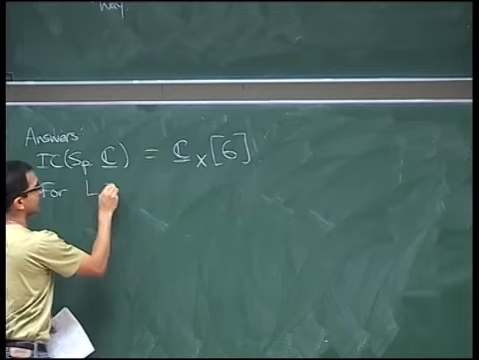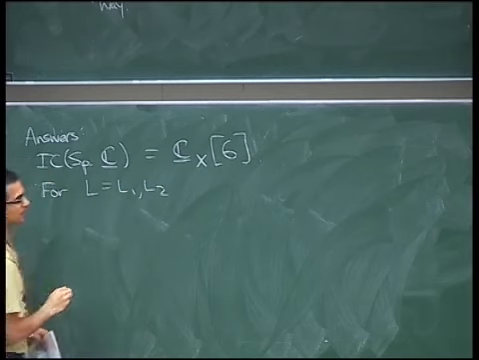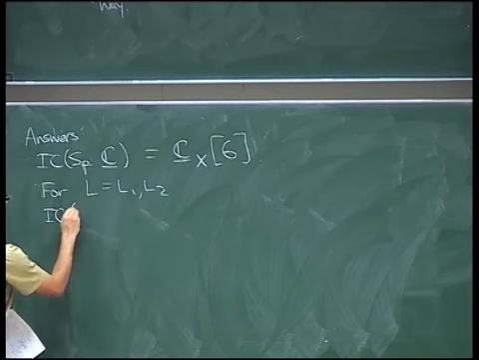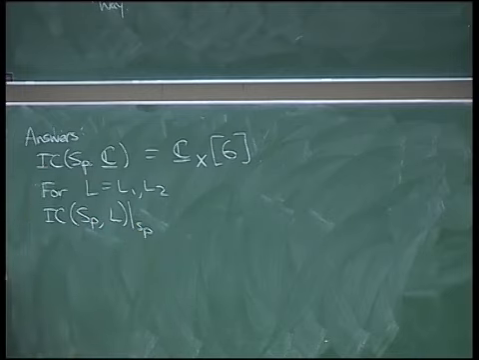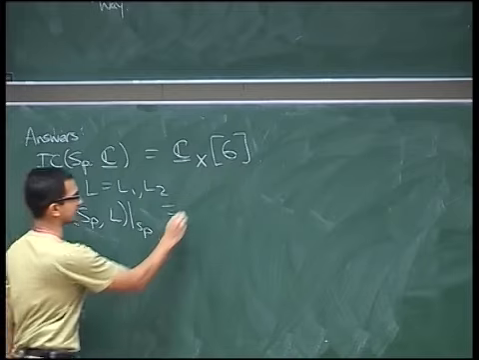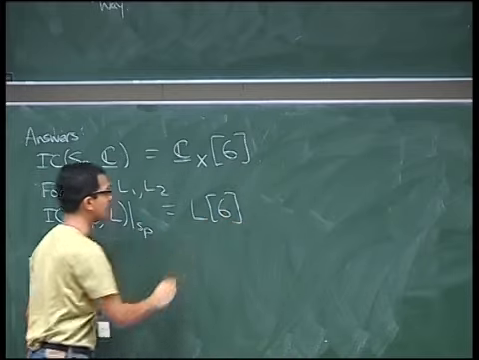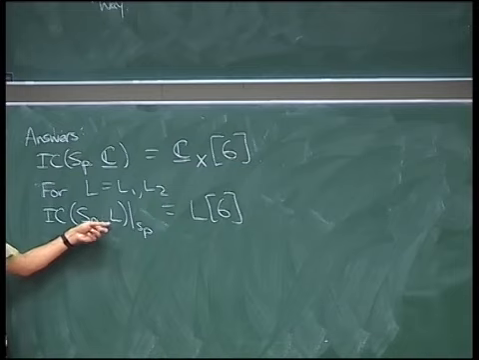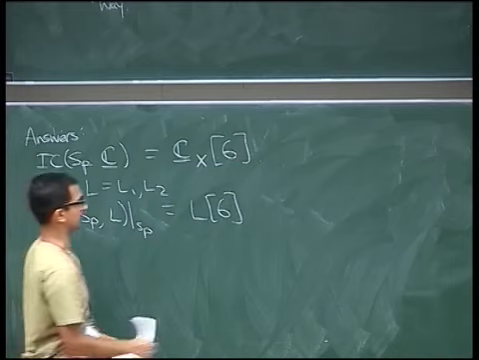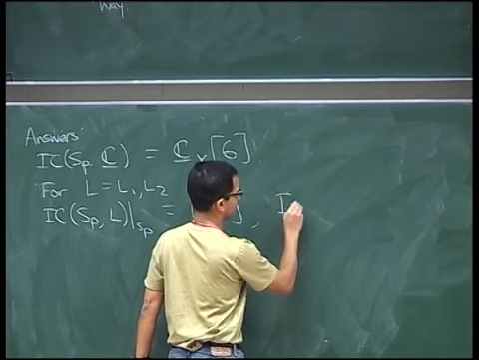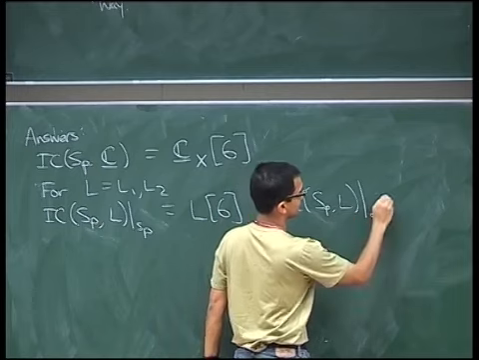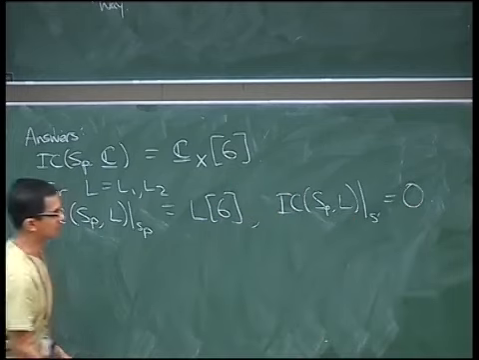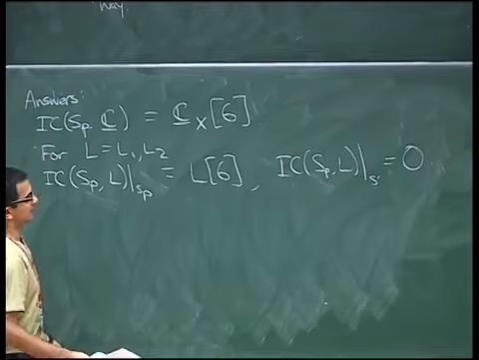And then for the other 2 local systems on the principal orbit, ICSPL, well, restricted to the principal orbit itself, that theorem tells us that this is just supposed to be the local system you start with. And both of these IC objects, there are 2 different ones here, they both have 0 restriction to the boundary. So ICSPL restricted to any other S prime is just 0. Okay.